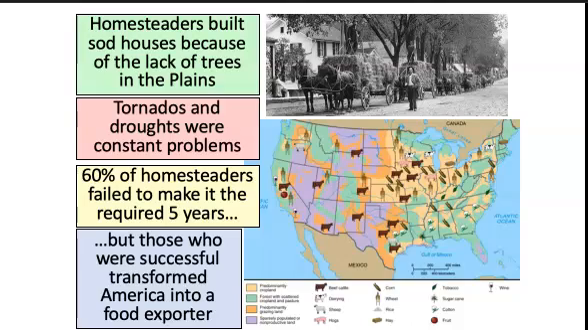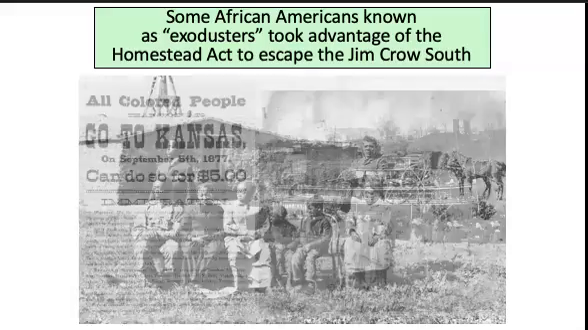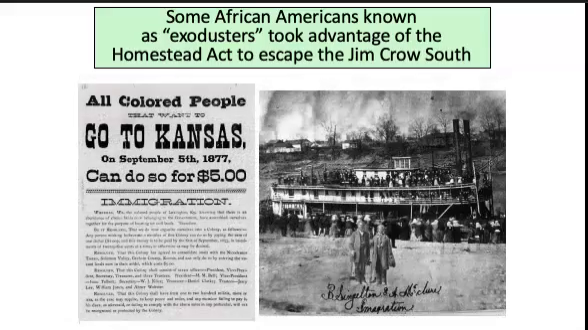Now, in addition to the homesteaders that were moving west, other farmers and other groups of people also attempted to escape to the west for a new life. Many African Americans, who were known as exodusters, took advantage of the Homestead Act to escape the Jim Crow South. We can see examples of these different exodusters being moved to the west by the ferry load.